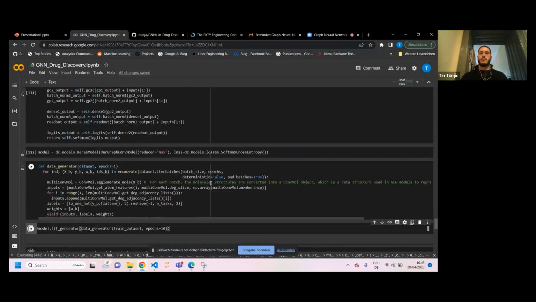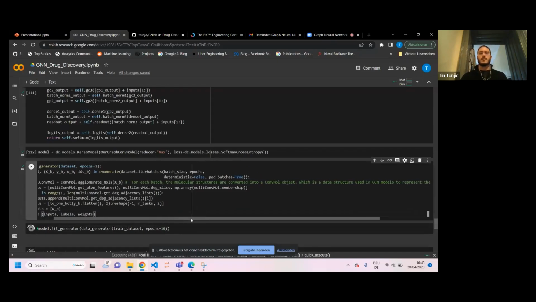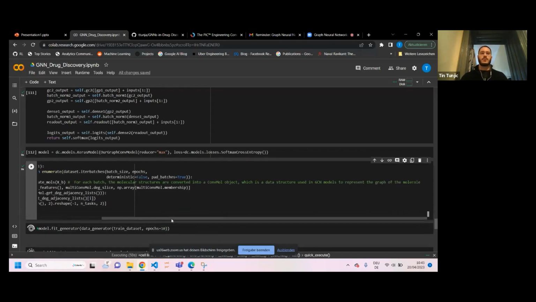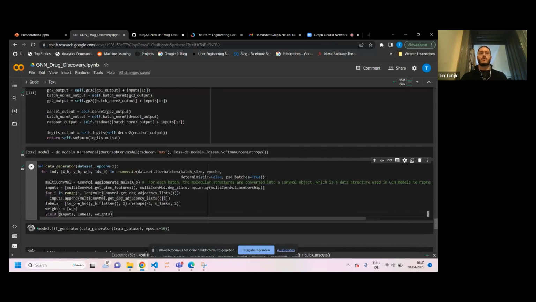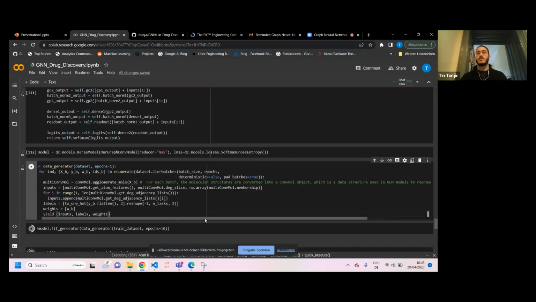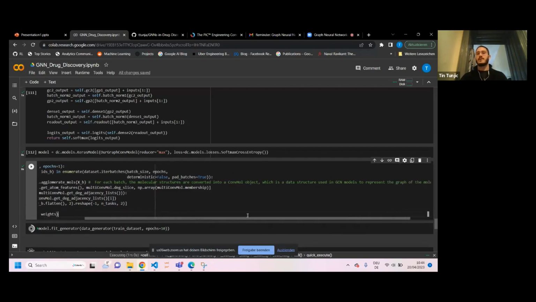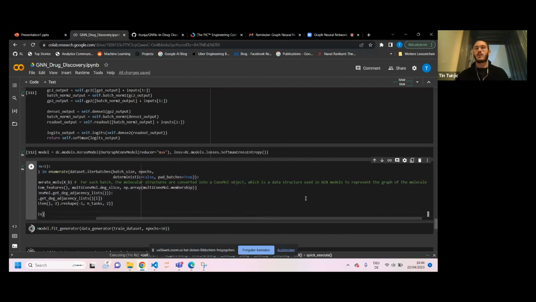One of the things that also happens here is that we need to specify this ConvMol agglomerate mols, so that for each batch, the molecular structures are converted into this ConvMol object, which is basically just a data structure used in these graph convolution network models to represent the graph of a molecule.